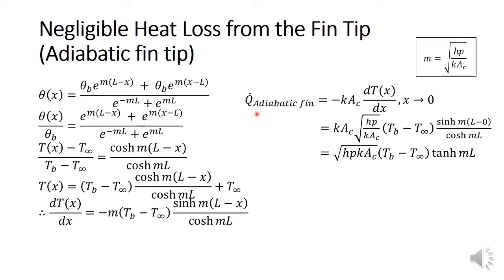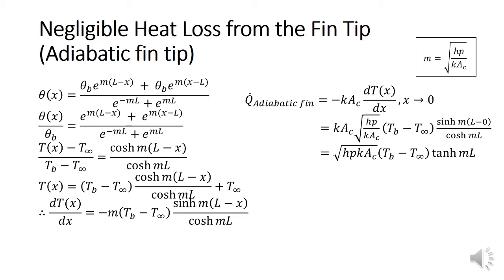To find the rate of conduction of the adiabatic fin, we substitute the equation into it, with m equal to the square root of hP over kA. We find the adiabatic fin equation equals the square root of hPkA times (T_b minus T infinity) times tanh mL.